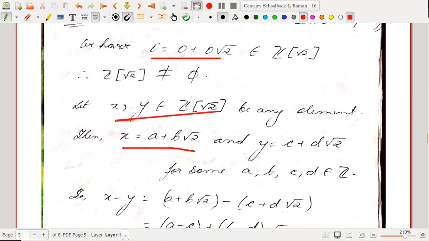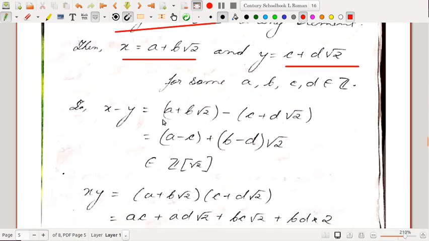Those two elements will look like a plus b root 2 and c plus d root 2 for some a, b, c, d inside Z. So x minus y will be a plus b root 2 minus c plus d root 2, which can be written as (a minus c) plus (b minus d) into root 2. But a minus c and b minus d are integers, so this expression will also belong to Z root 2.